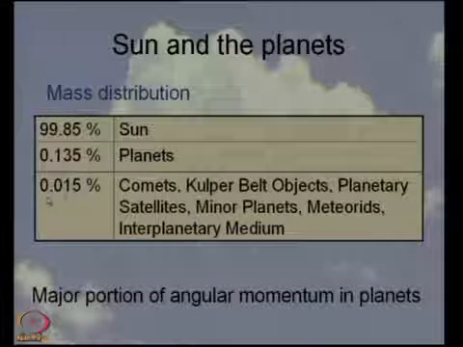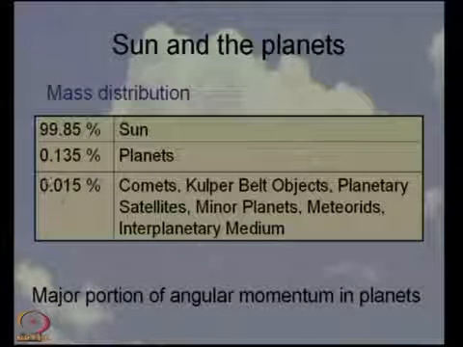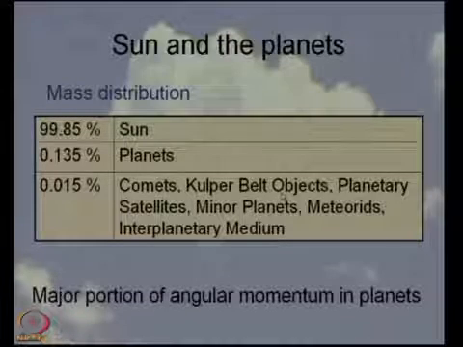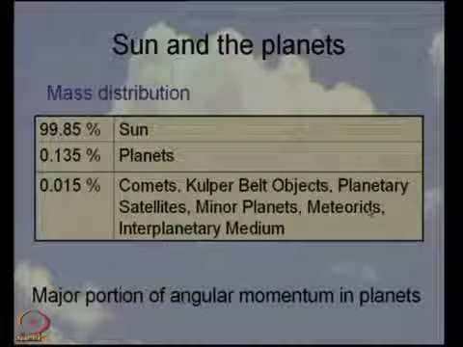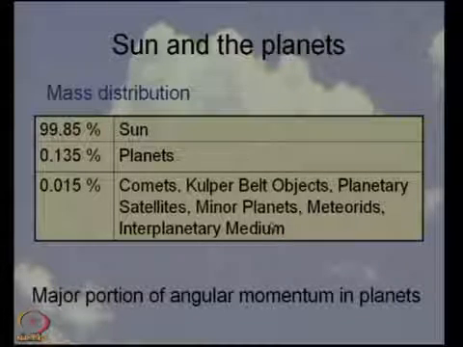and approximately 0.02 percent of the mass of the solar system is in comets, Kuiper belt objects, planetary satellites, minor planets, meteoroids, interplanetary medium, etc. These are very small things that also are there in the solar system other than planets. So, the mass predominantly lies in the sun.